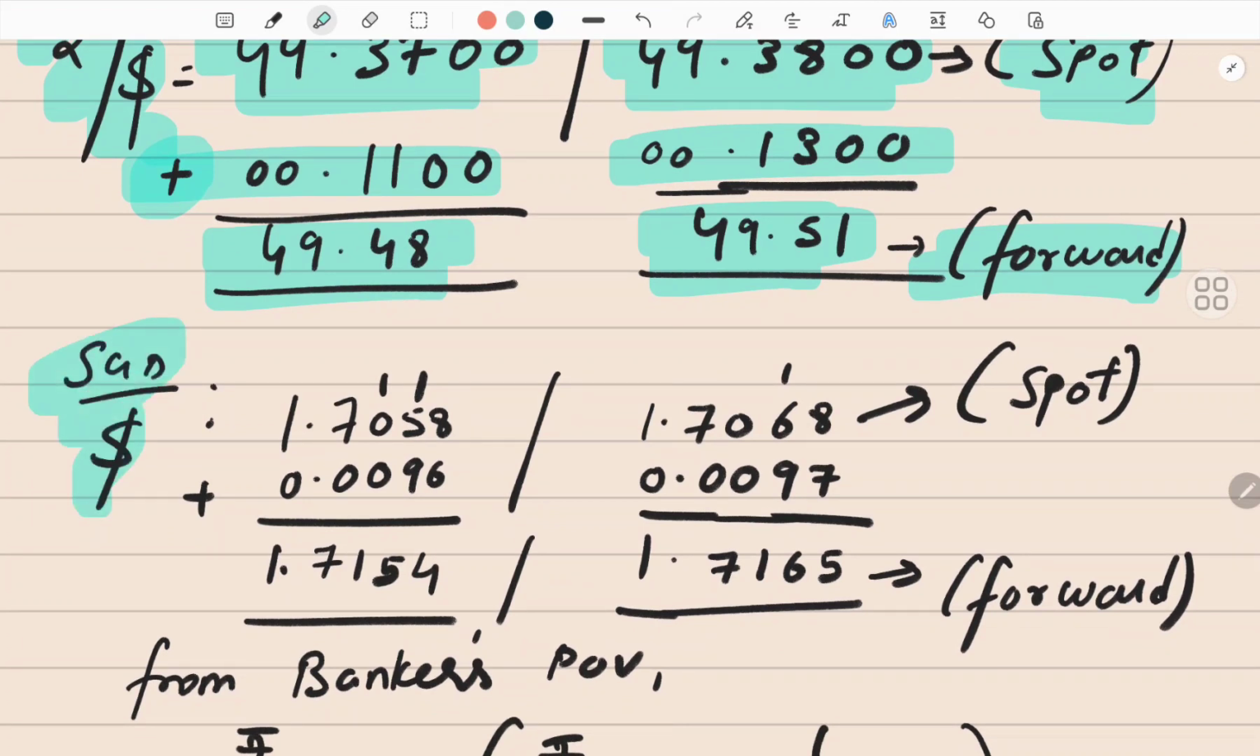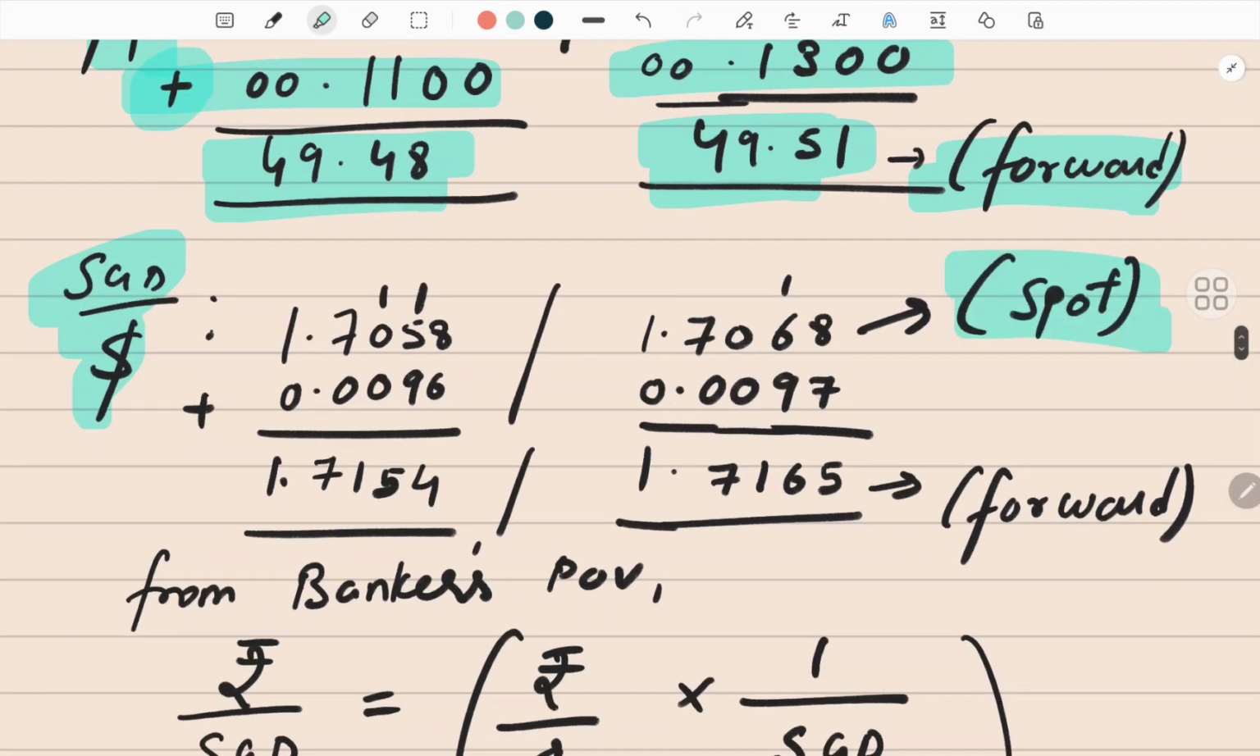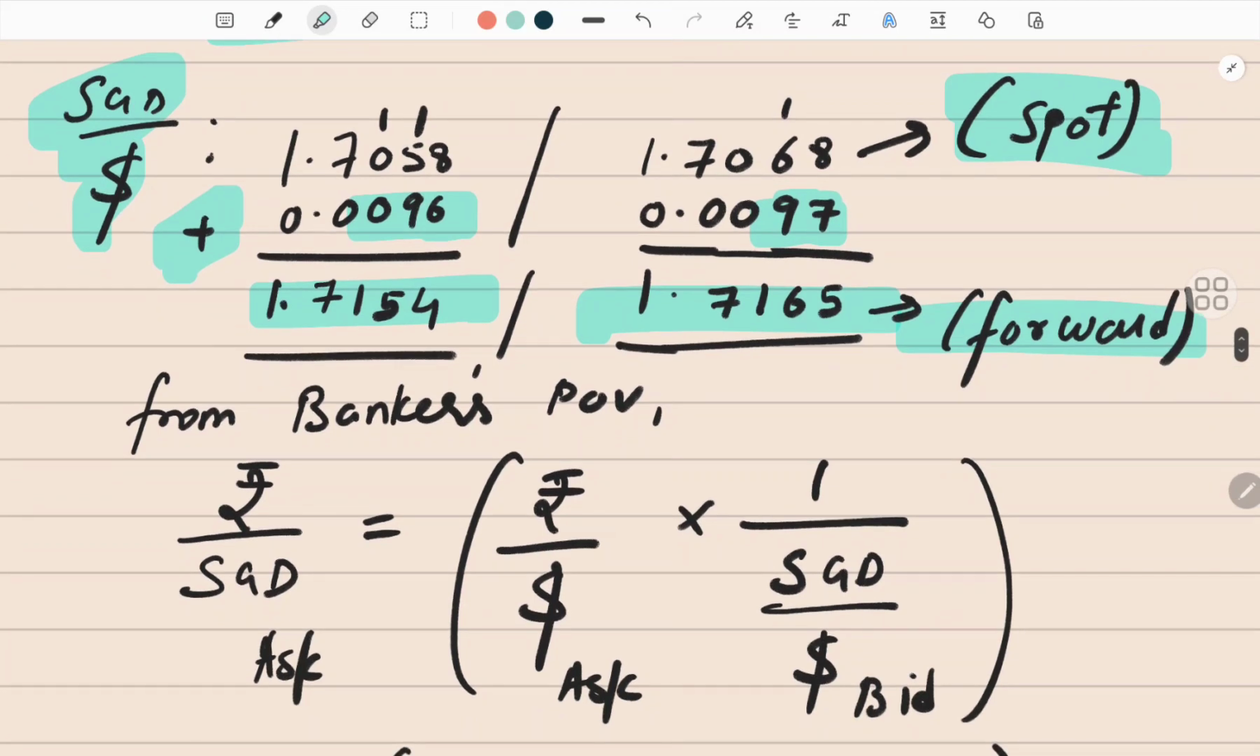Similarly, I've done it for STD by dollar. I took the spot and added 96 and 97, again in increasing order. I got the forward rate on 30th of October.